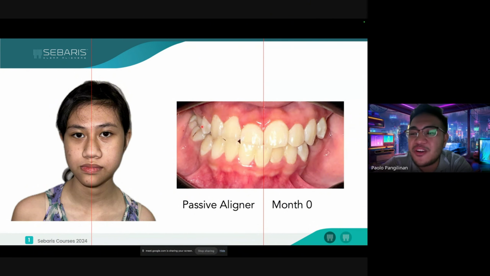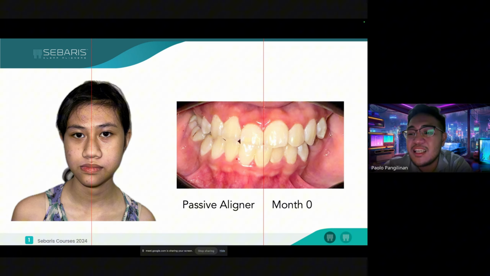When I first saw this case, I mean, yeah, it's a functional thing. But when I asked someone to get another second opinion, they just wanted to move the central incisors on this side. And obviously, it is a functional shift. You can see it on the face of the patient. So what did I do here? I just asked them to manufacture, give me a passive aligner on the upper and on the lower.